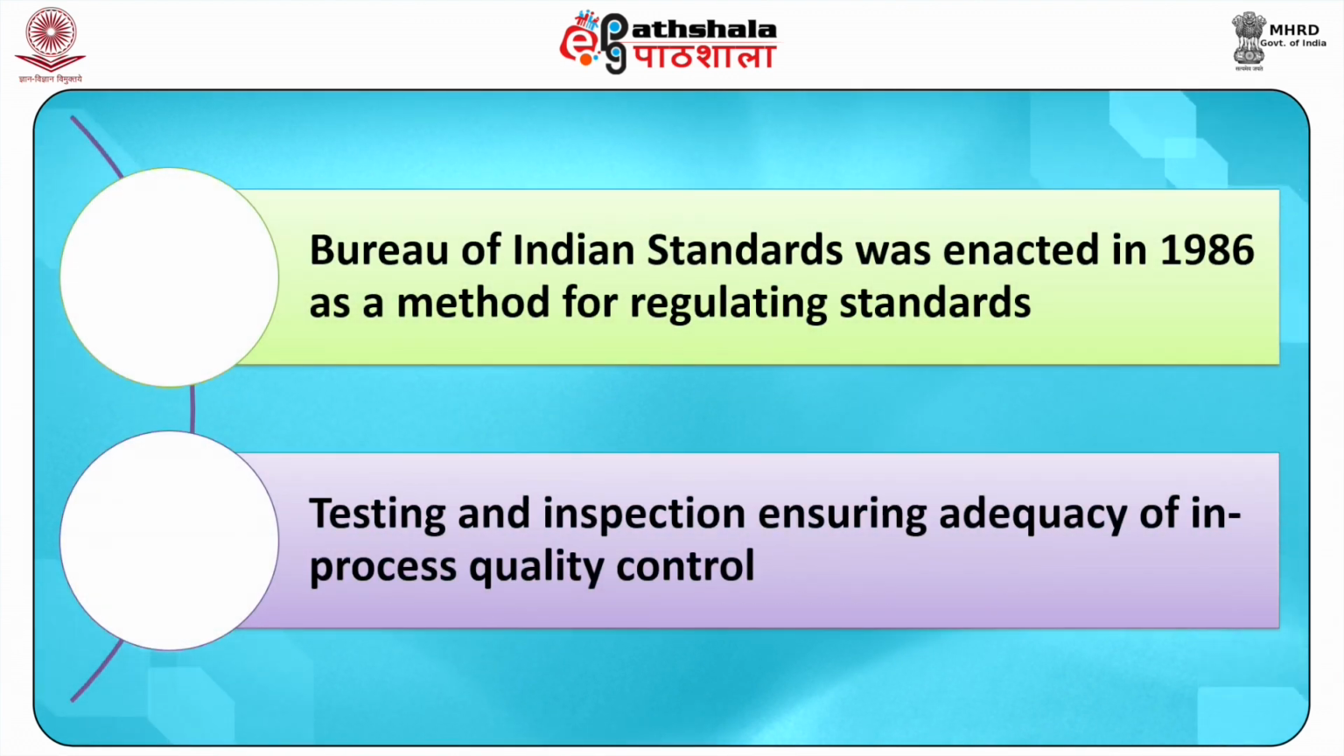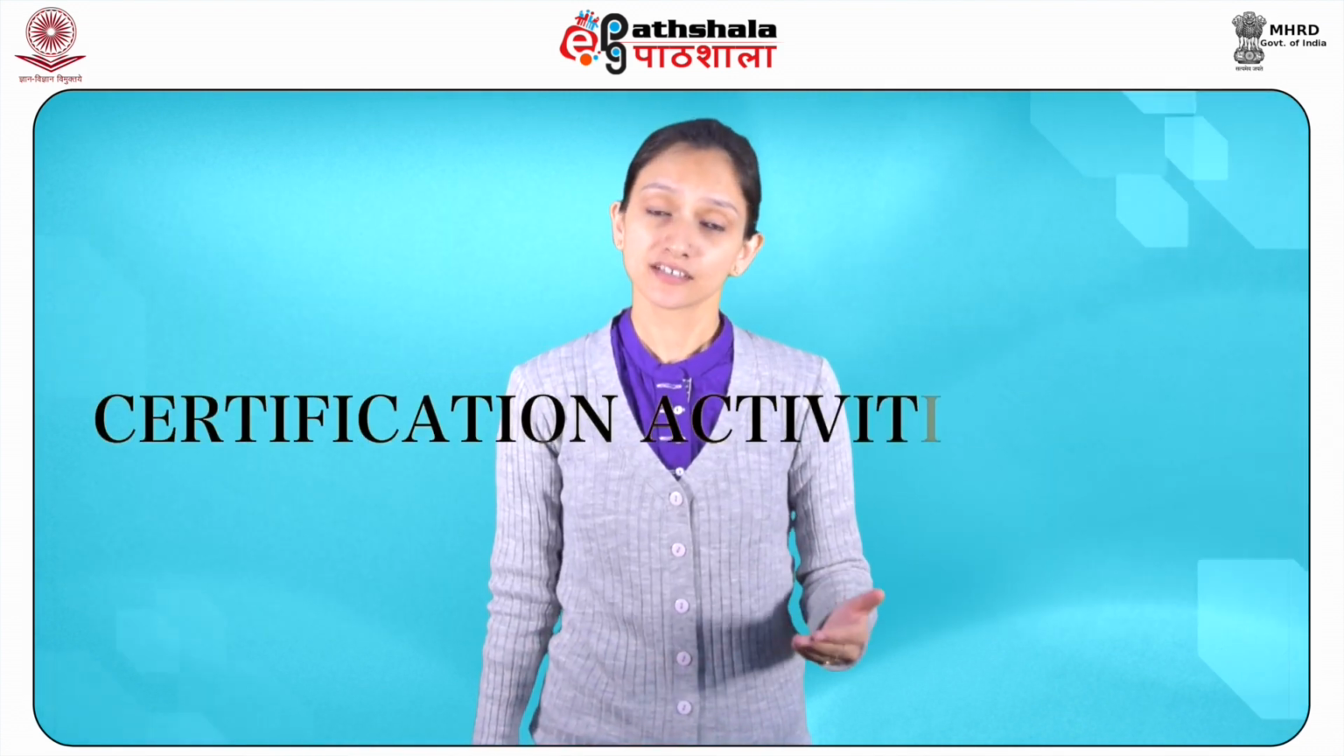The Bureau of Indian Standards was enacted in 1986 as a method for regulating standards. Under this, it offers third-party assurance based on a well-defined scheme of testing and inspection, ensuring adequacy of in-process quality control. The certification scheme is based on Type 5 of International Organization for Standardization, that is ISO, Guide 28, which includes type testing and assessment of factory quality control and its acceptance, followed by surveillance that takes into account audit of factory quality control and testing of samples both from factory and open market.